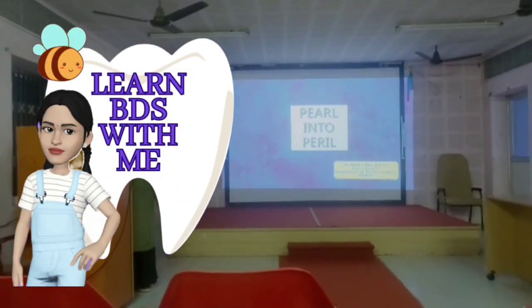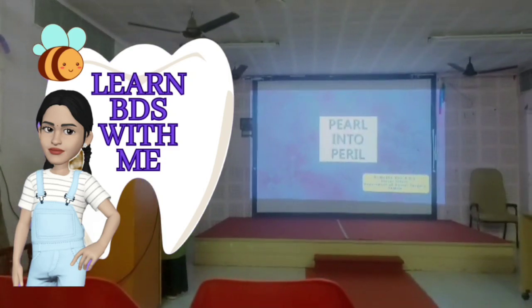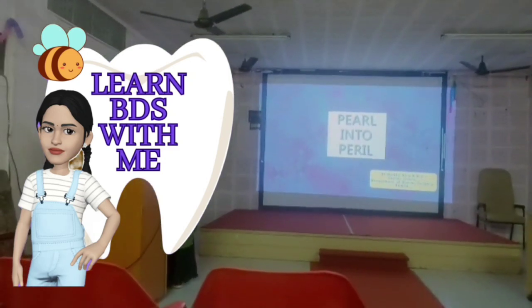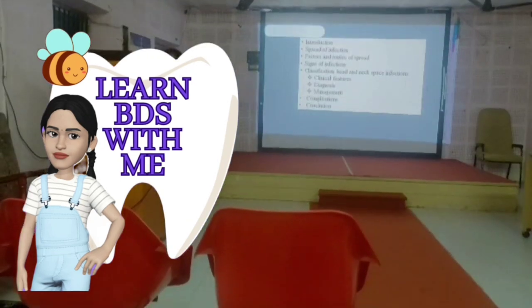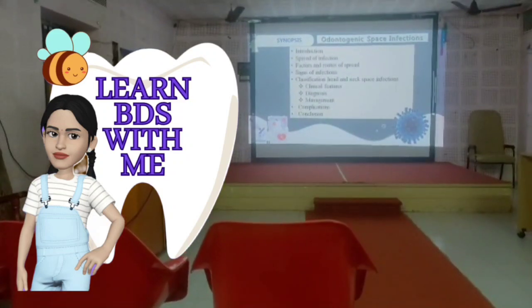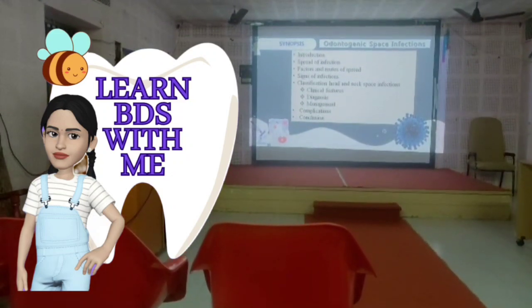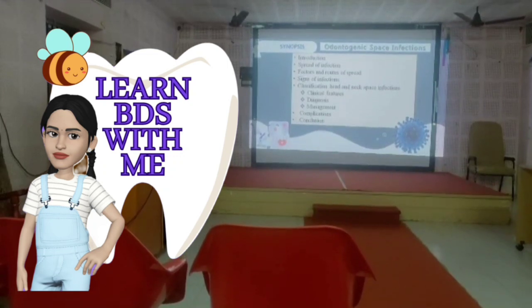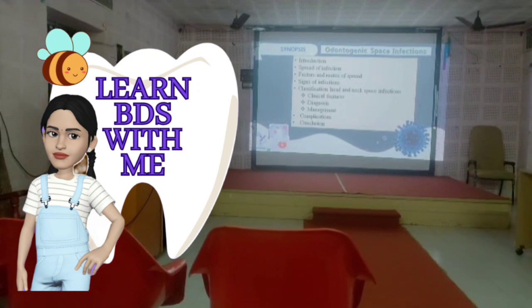Today I am going to present on the theme Pearl into Peril. You will all wonder what this theme is all about, but as I go into the presentation, you will be let to know. So this is the gist of the presentation. The actual topic is odontogenic space infections, where I am going to start from how an initial carious lesion is going to cause space infection, that is involving various spaces, and then later leading to further complications.